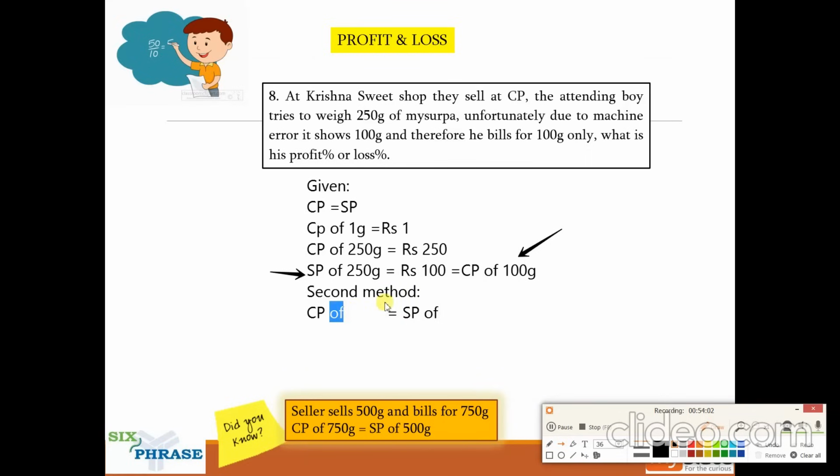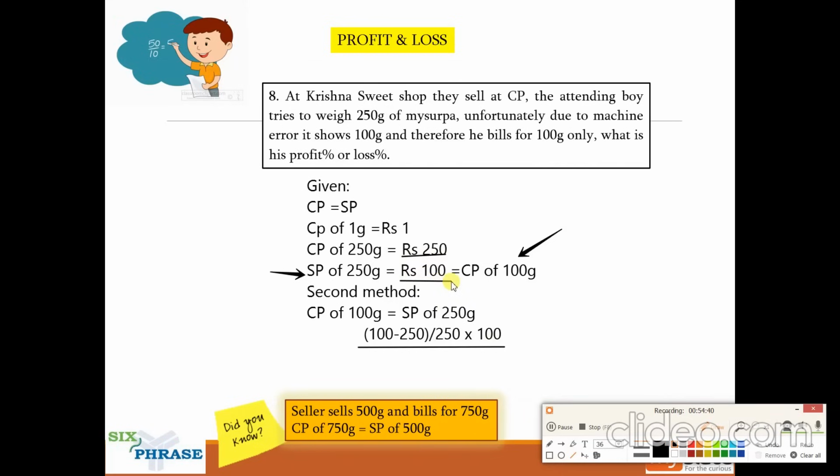So what will I write here? I will write cost price of 100 grams is equal to selling price of 250 grams. So again, how do we apply the formula? Buying quantity minus selling quantity, so 100 minus 250, divided by the selling quantity, which is 250, into 100. Now you can see this is the same as finding the decrease percentage of 250 and 100.